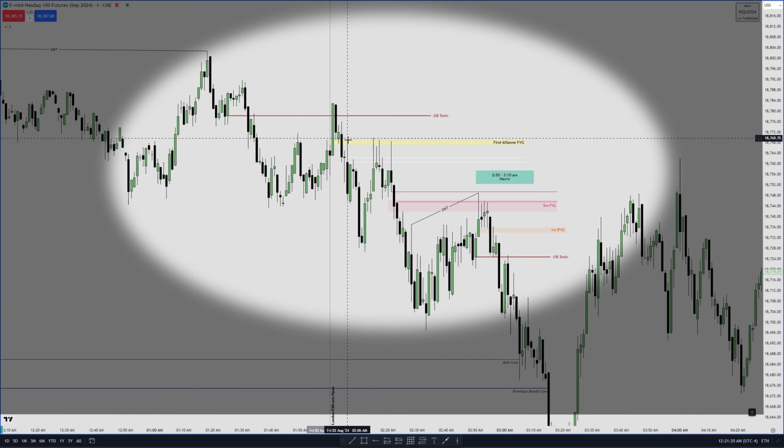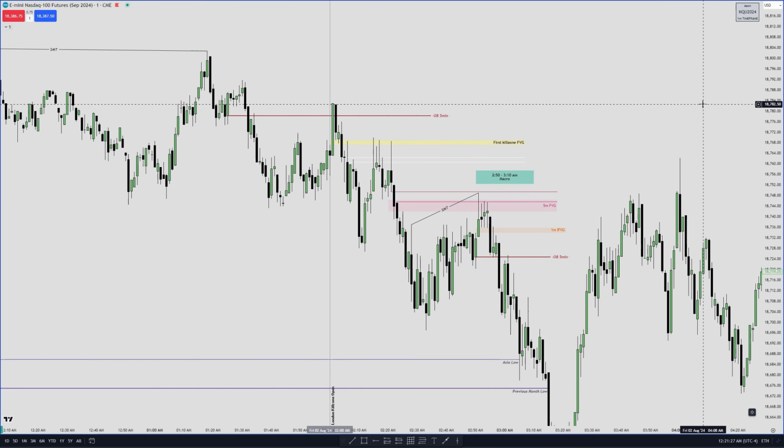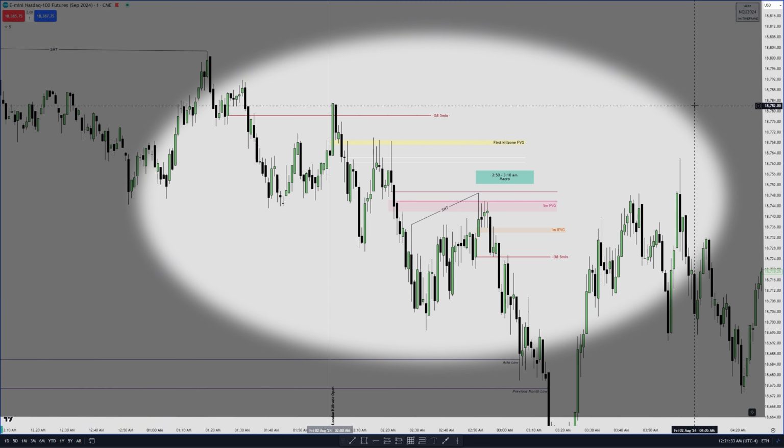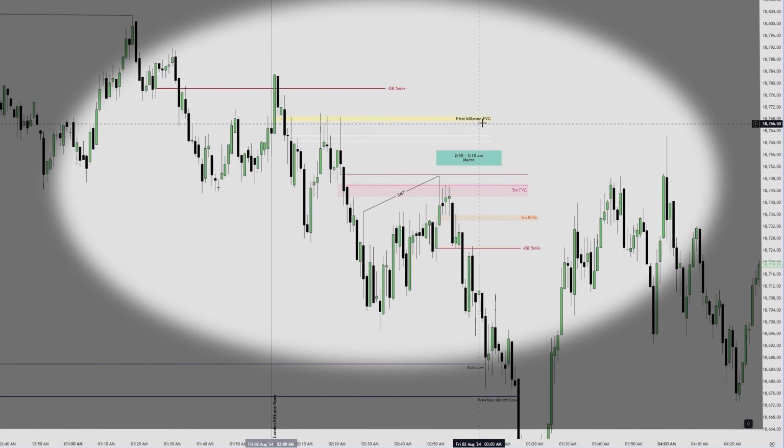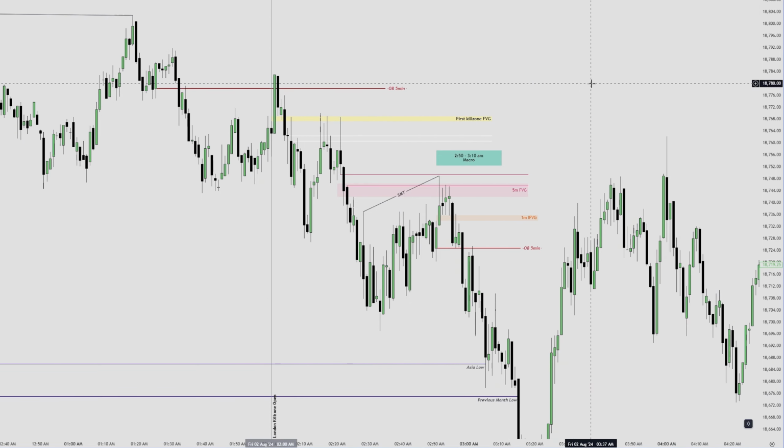We moved lower and began respecting the first fair value gap created within the London session kill zone. Now, ICT often speaks about the silver bullet fair value gap that's created within the first hour between 3 AM and 4 AM New York time. However, through vigorous backtesting, I found that marking out the first fair value gap post 2 AM can also be used as confluence for your trading analysis, as observed in my chart here.